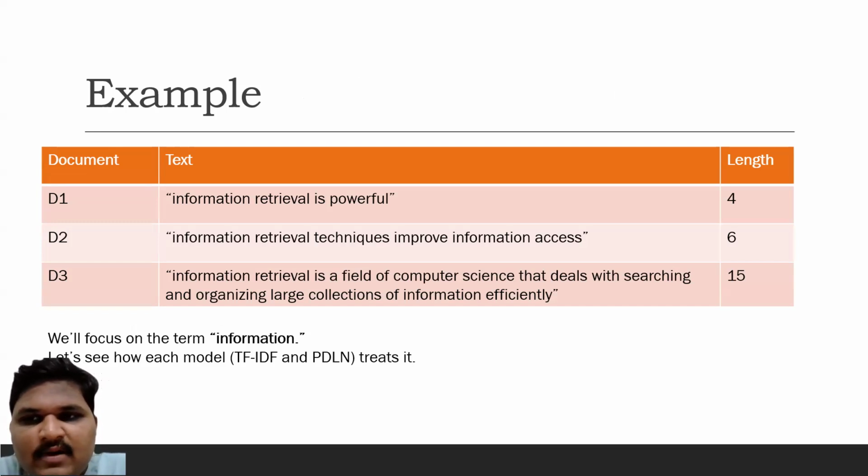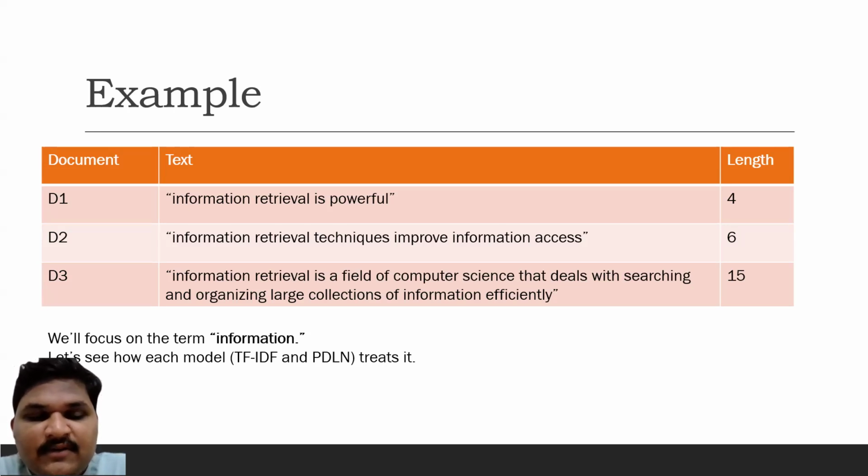The length of document 2 will be 6. And document 3, the text in document 3 is "information retrieval is a field of computer science that deals with searching and organizing large collections of information efficiently." Here the length for document 3 is 15.